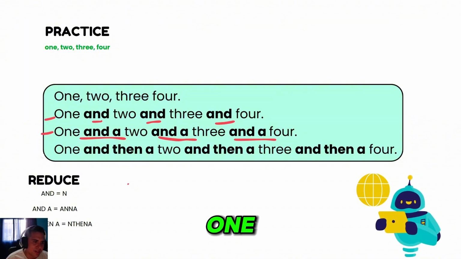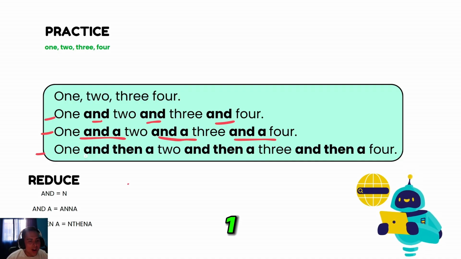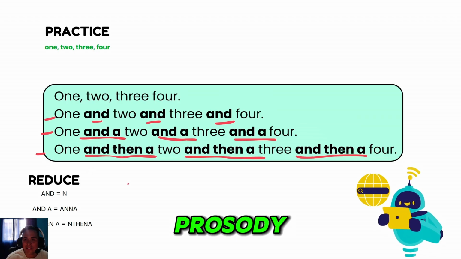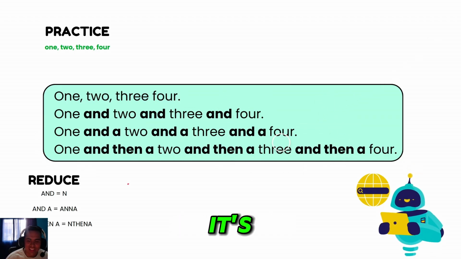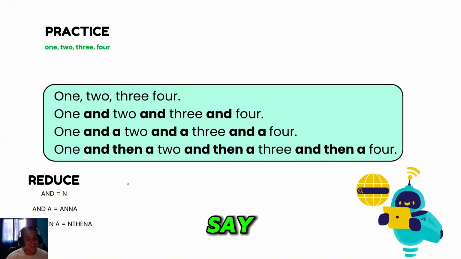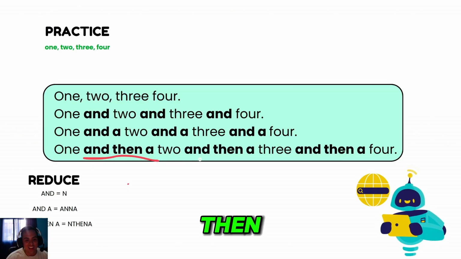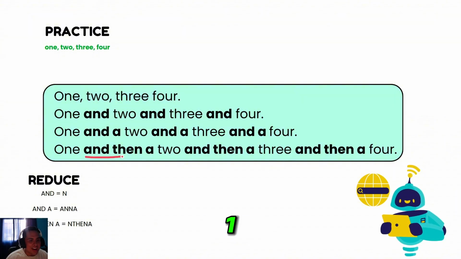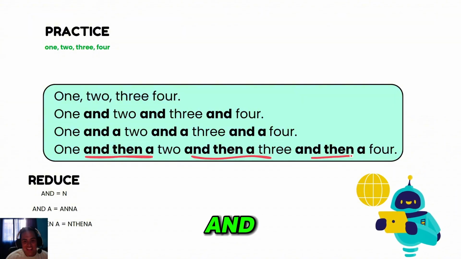In the next one, 1 and then a 2 and then a 3, and then a 4. So if we want to use prosody in the last sentence, we don't say 1 and then a 2 and then a 3 and then a 4. We say in this way: 1 and then a 2 and then a 3 and then a 4.